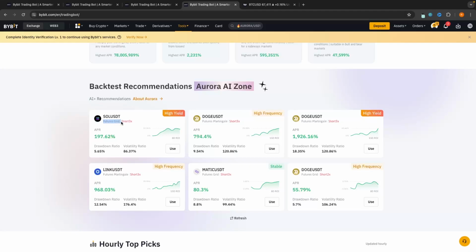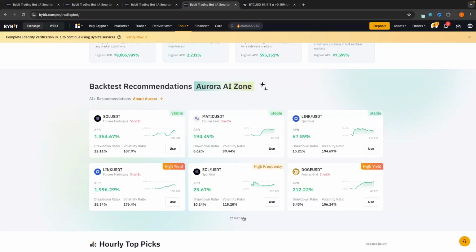But what we can do is we can see the APR right here. We can see what this is. So this is futures grid. This is futures Martingale. This is futures Martingale. And if we want to refresh these and get some new in here, well, we can refresh and see some more options. So I can see right here, SOL on futures Martingale.